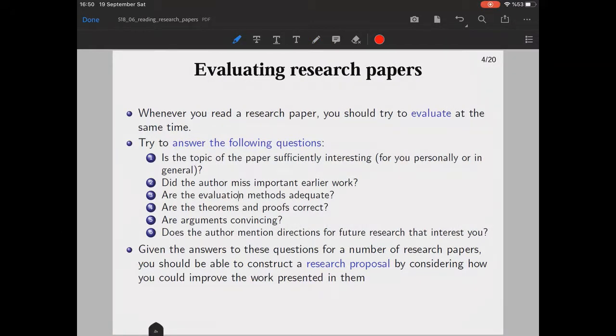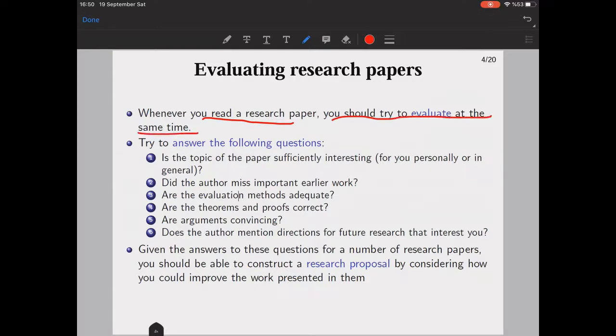Evaluating research papers is very important because it's very interesting. Whenever you read a research paper, you should try to evaluate it at the same time. So reading means also evaluating. Why? You should at least evaluate whether it could be useful for you or not. Is it good enough that you can put a reference on it? You should be evaluating it as well.